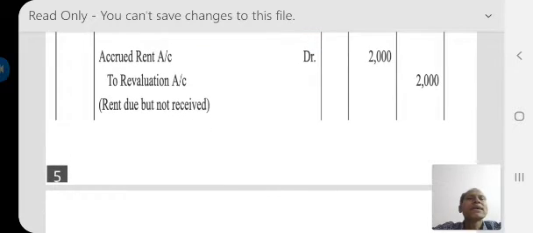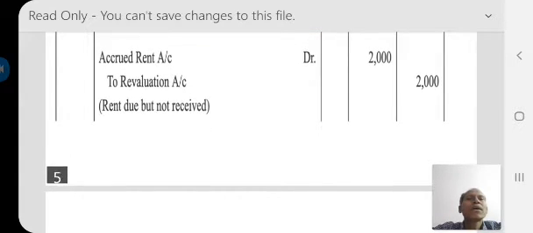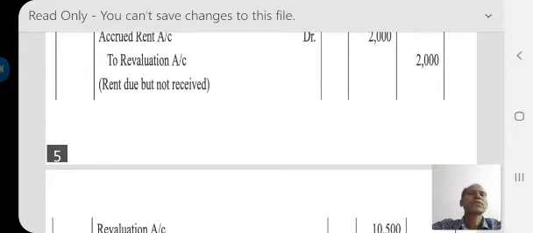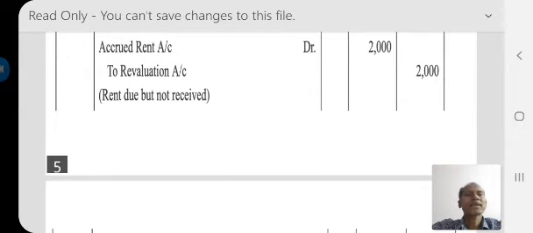Accrued rent, yes, it is accrued. Rent is accrued but not received. So that entry is not made. So now we should make entry because a new partner is entering. So accrued rent account debit to revaluation account. So revaluation account is credited. It shows that accrued rent is to be shown at credit side.